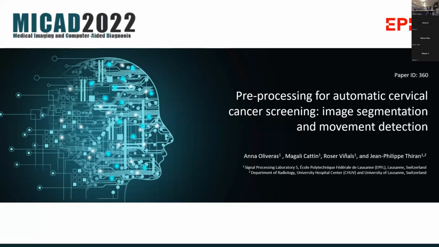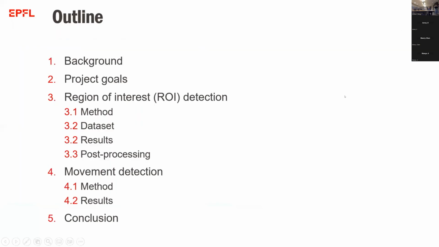So today I'm going to talk about pre-processing for automatic cervical cancer screening, image segmentation, and movement detection. First, an outline of my presentation. I will introduce you to the background and the project goals. Then I will cover the region of interest detection. Then I will move to the movement detection, and finally the conclusions.